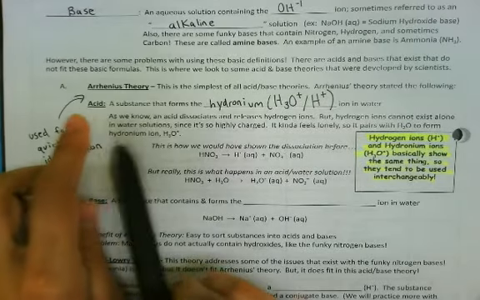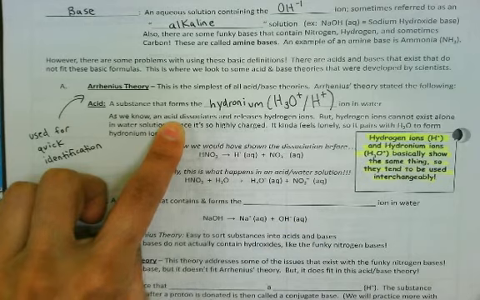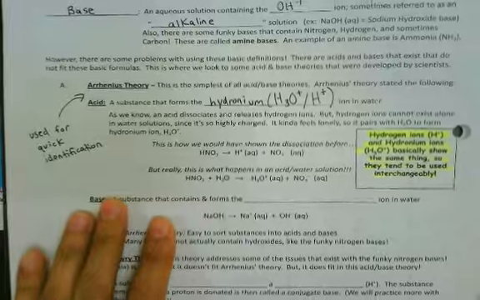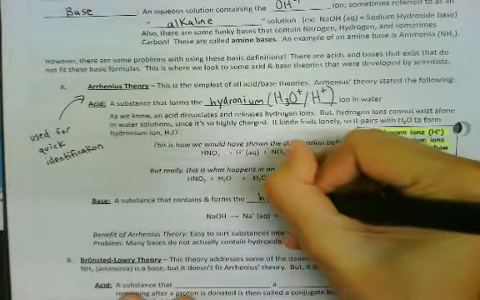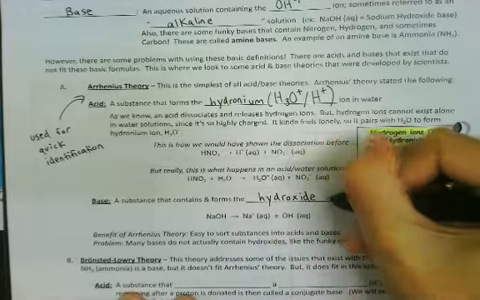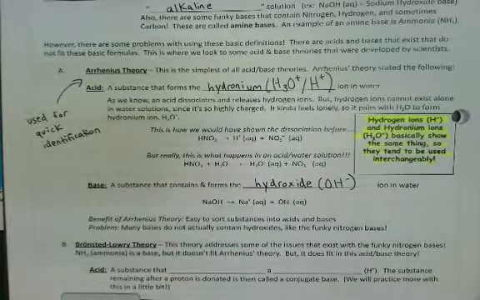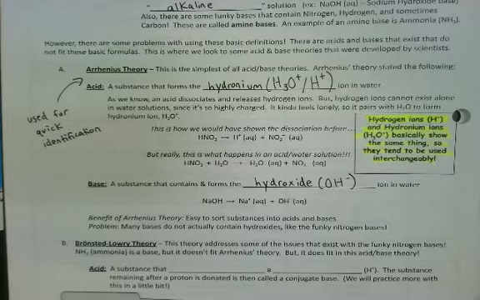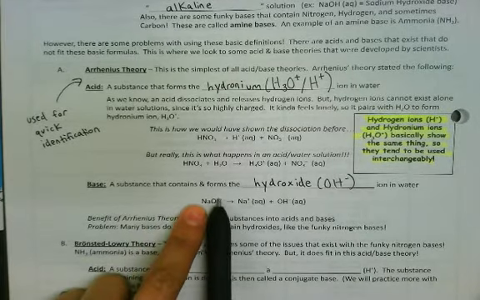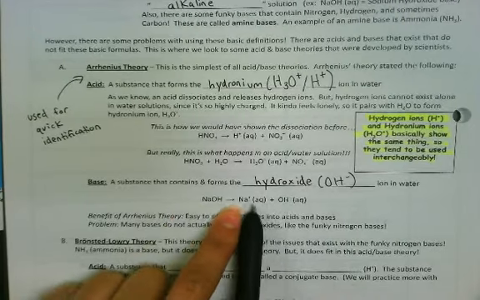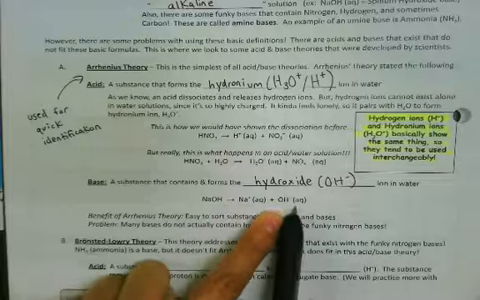So Arrhenius theory, again, substances that will form this hydronium ion in water. An Arrhenius base is a substance that contains and forms the hydroxide ion in water. So that's our OH minus, the hydroxide ion. That's one of the polyions you had to learn earlier this year and still need to know. So here in our dissolving equation, we can see that when you drop some NaOH into water, it will break up into sodium ions and hydroxide ions.